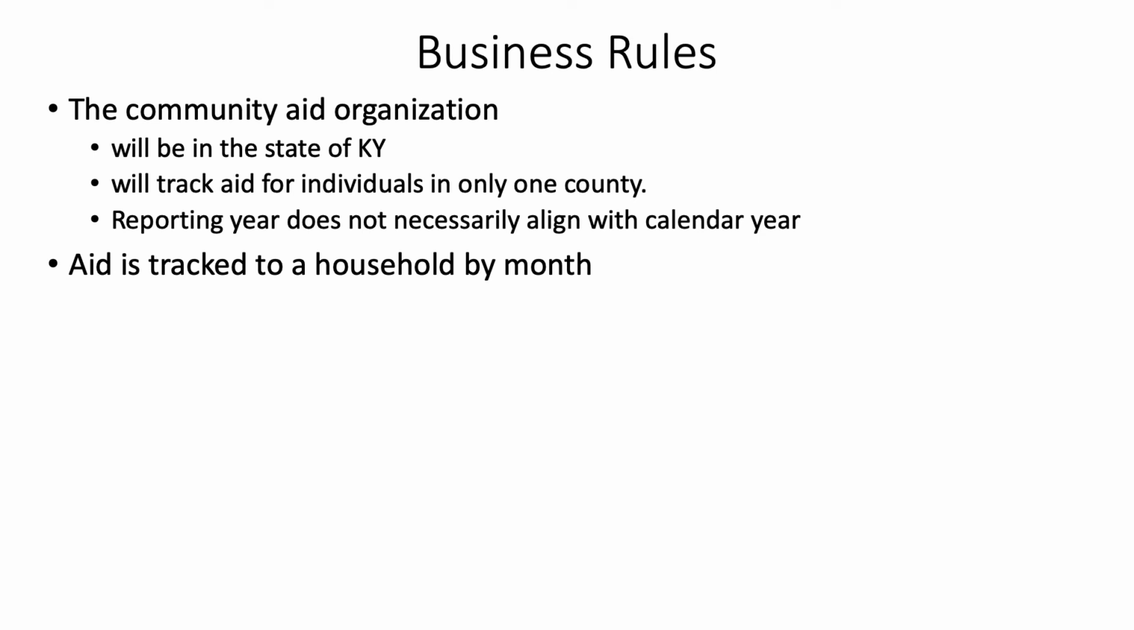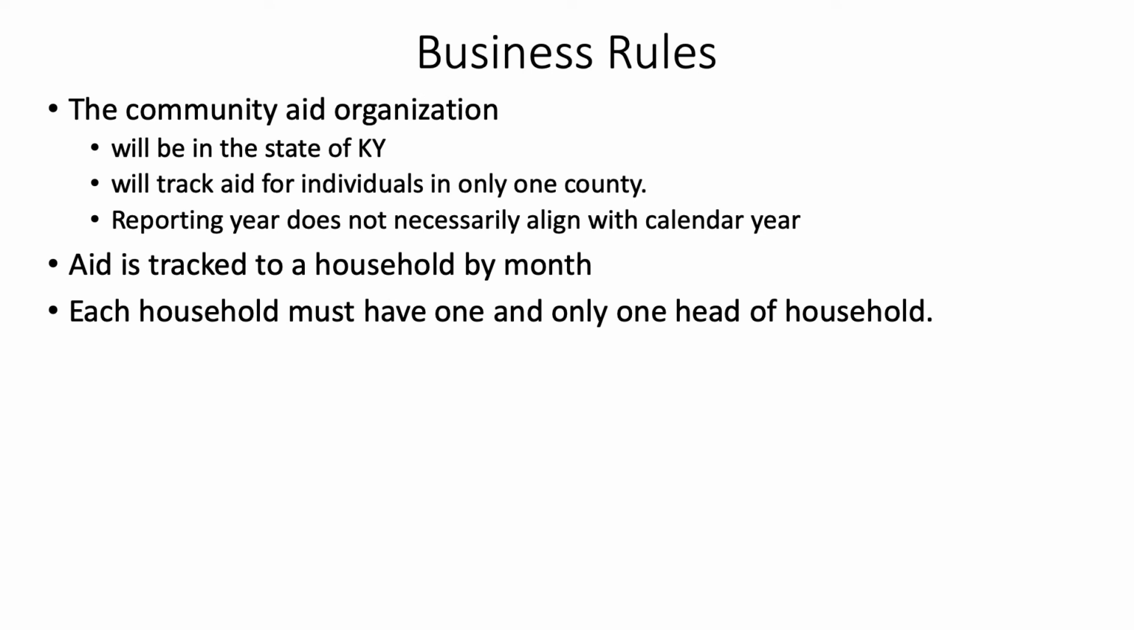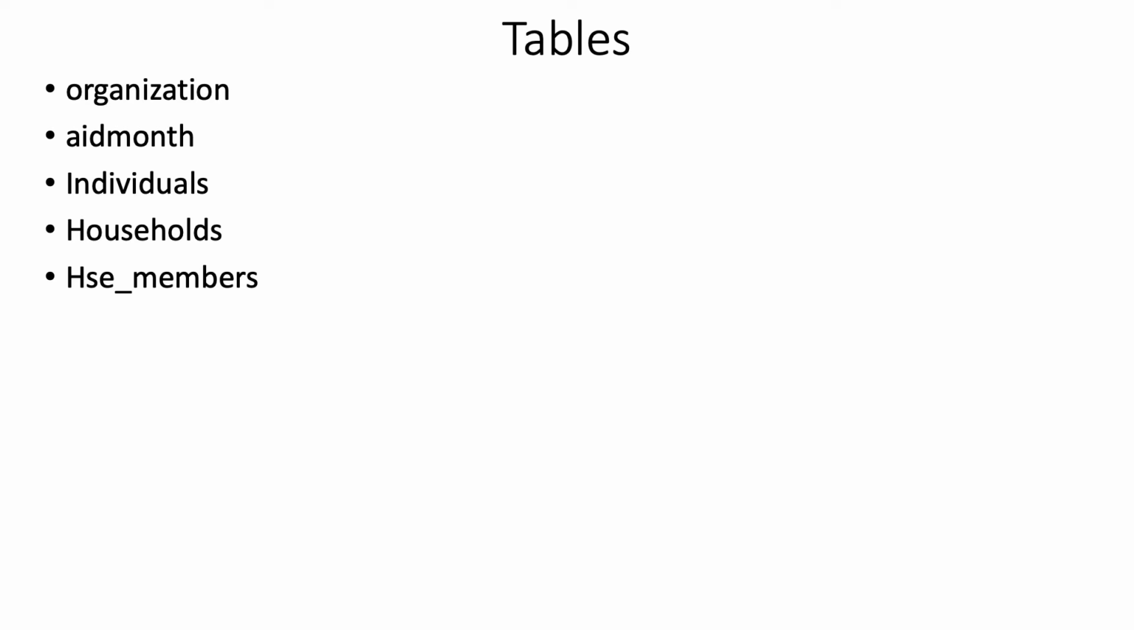Okay, our next business rule is that aid is tracked to a household by month. Well, I bet we're going to need to have some way to keep up with households and the individuals in them. Two more tables. Each household must have one and only one head of household. So we're going to have to relate the individual people back to the household. I've got an idea that I think is going to be pretty slick. But right now, all we know is that we're going to need a table that's household members so that we can keep up with who's in each household.